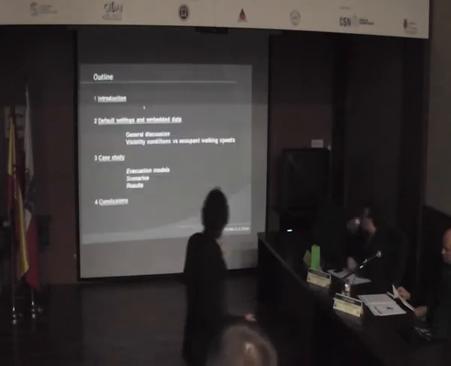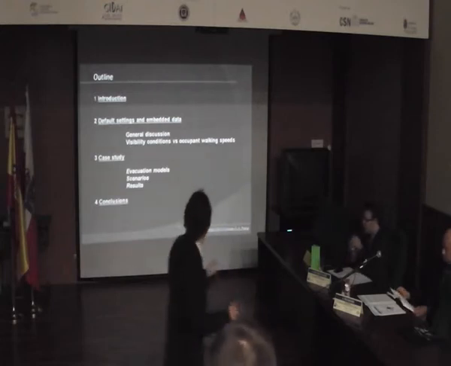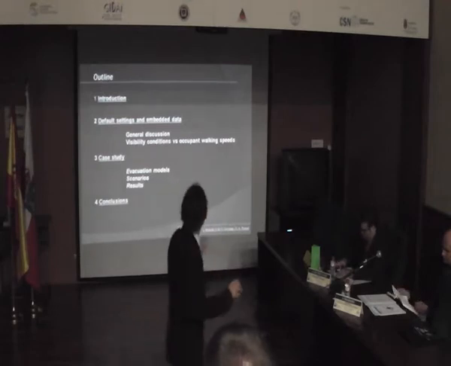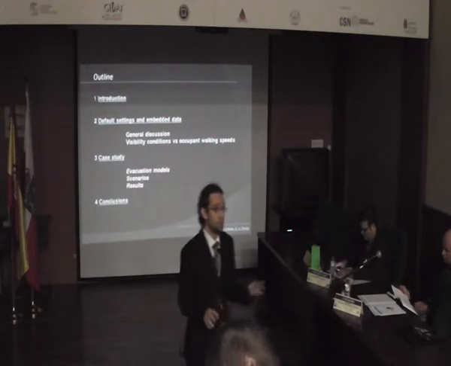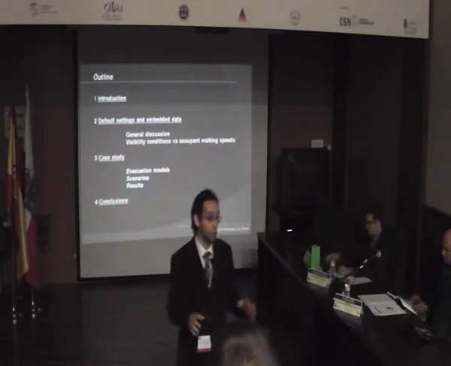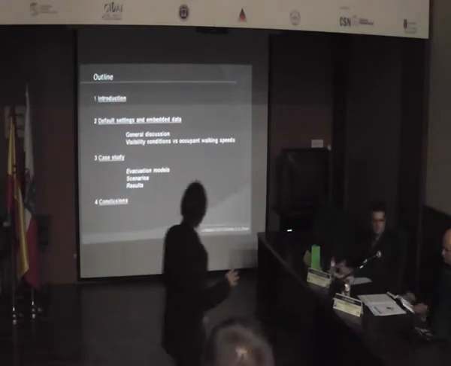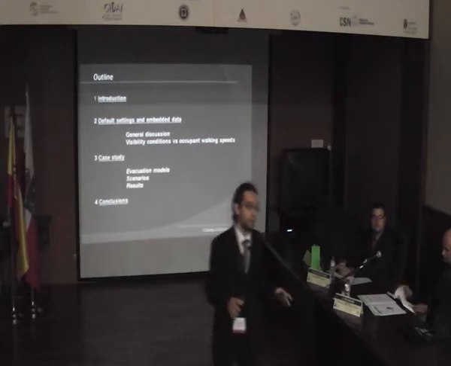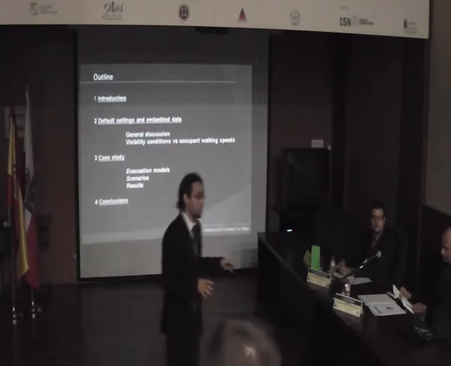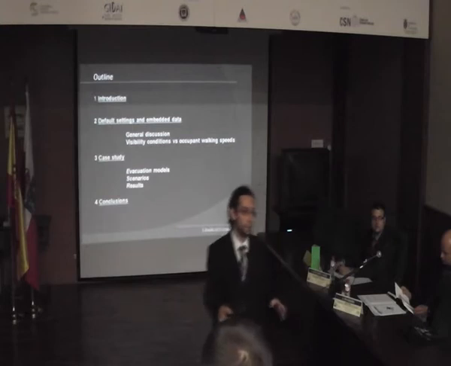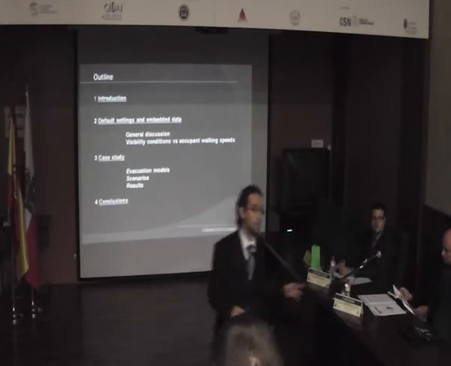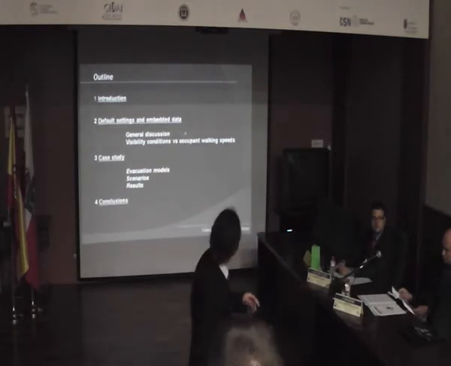Here is the structure of the paper I'm going to present. The first part will be a quick introduction, then I will focus on the general discussion on default settings and embedded data. I will summarize what Steve Quinn and Erika Kuligowski pointed out in their talk at Interplan last year. Then I will show the current data sets available for studying visibility conditions versus optimal walking speed, the 2 main experimental data sets we have now. And then I will show a case study with the 3 models I mentioned.